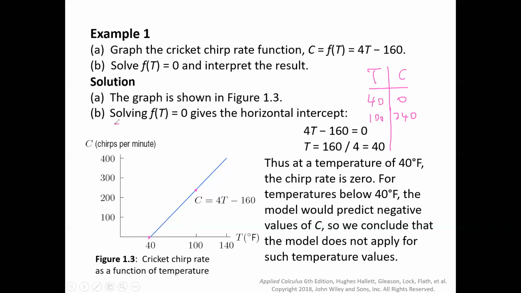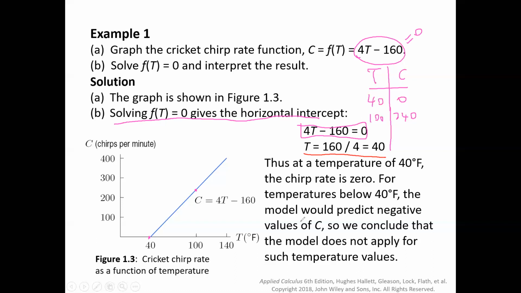Part B, solve f of t equal to 0 to give the horizontal intercept, right? So we actually found it here, it's 40, but in order to solve for 0, first you just set the whole function, 4t minus 160 up top here, equal to 0, and then you will get this equation right here. 4t minus 160 is equal to 0, and then you just go ahead and solve it. You get t is equal to 40. Right, so at temperature of 40, chirp rate is 0.